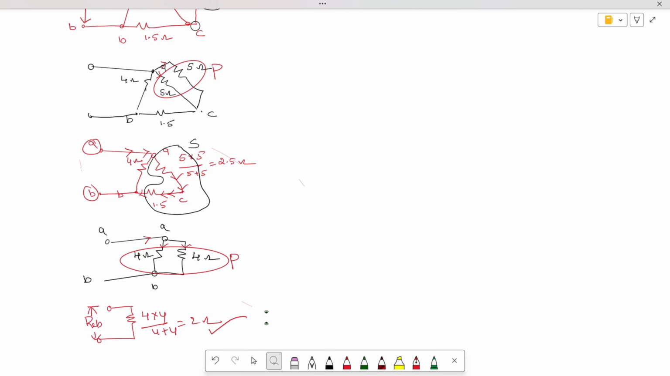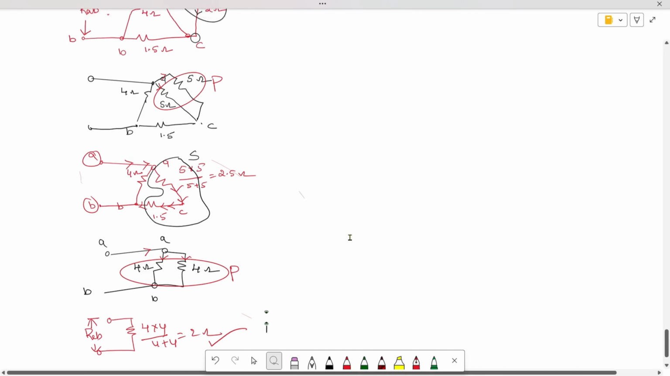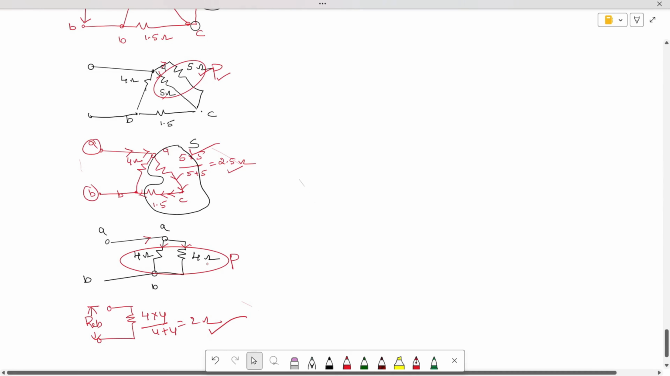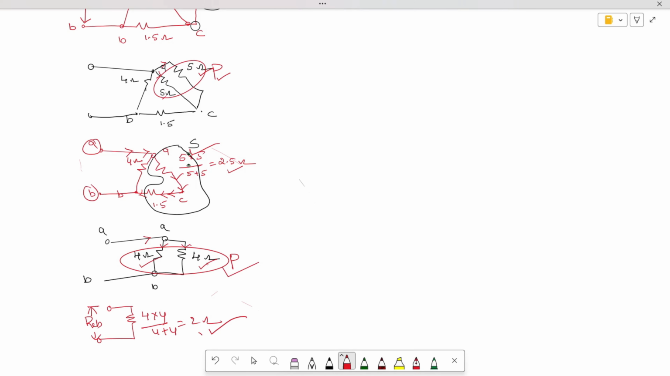I hope you're able to understand the problem. I will revise the problem for more clarity. These two are connected in series, therefore I got 5 ohm. This 5 ohm and this 5 ohm are connected in parallel, so I have got 2.5. This 2.5 and this 1.5 are connected in series, so I have got one more resistor, which is 4 ohm. Again, these two 4 ohm are connected in parallel. Therefore, you are going to get 2 ohm.